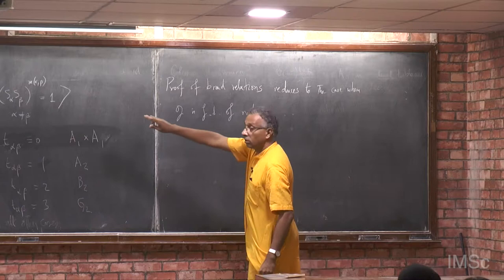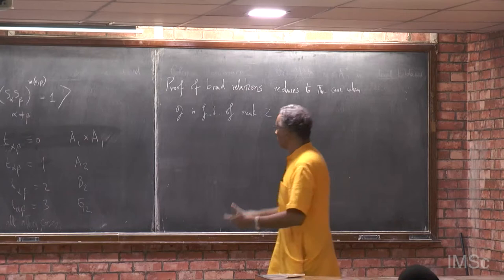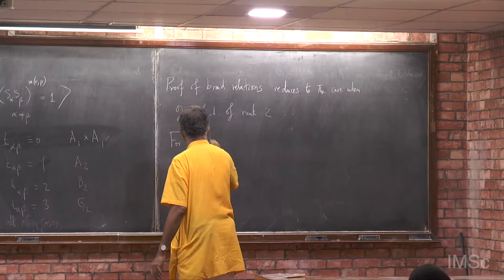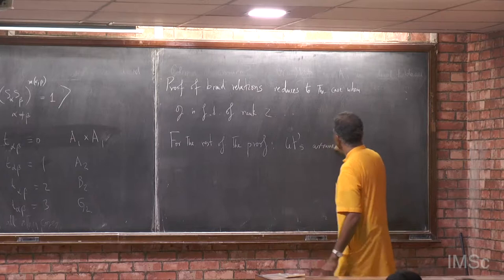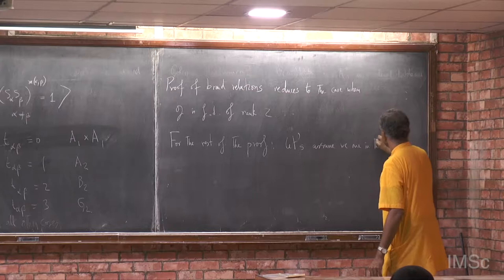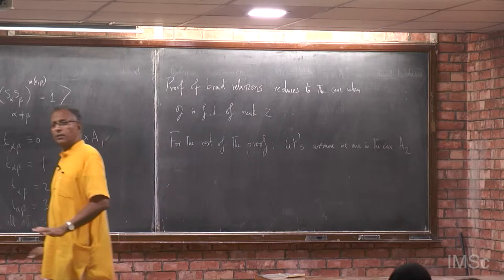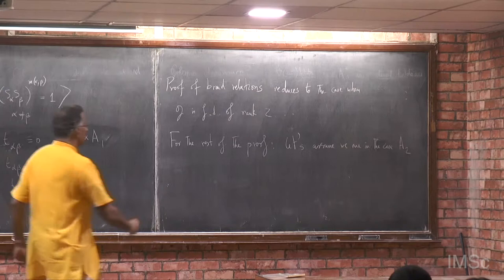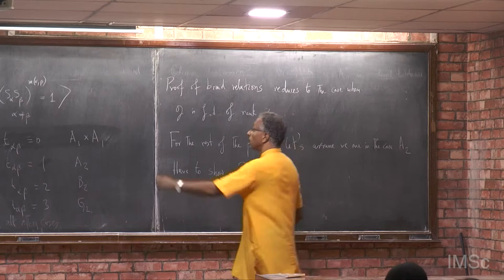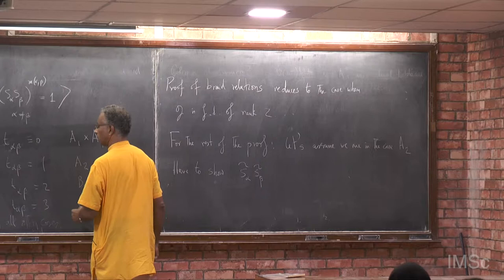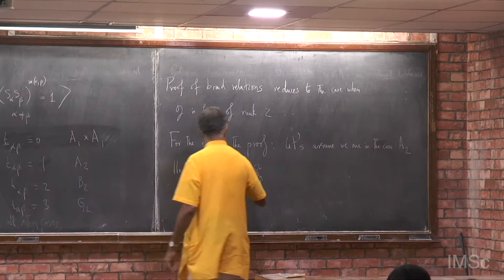So what do I have to show? For the rest of the proof, let's assume we are in case A2, just for simplicity. The other cases are entirely similar. So what do I have to show? Since I'm in case A2, this is 3, which means I have to show this.